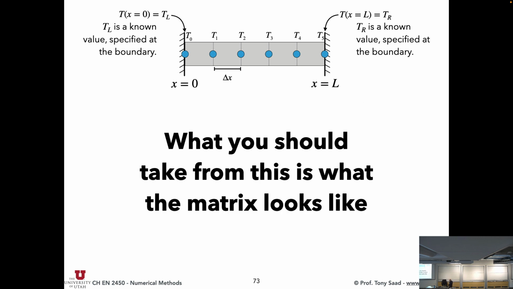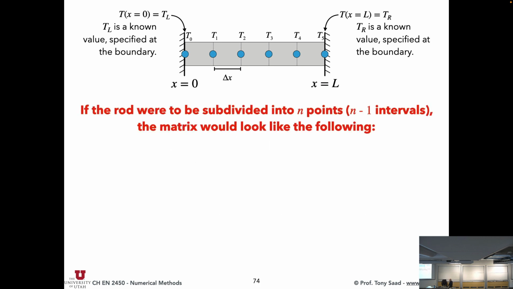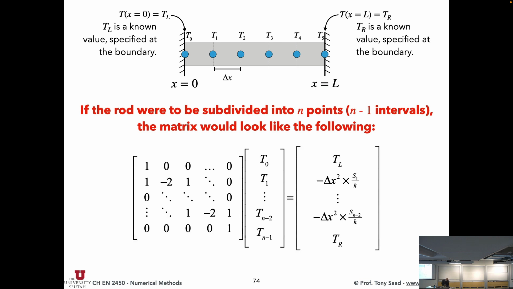Okay, so what you should take from this is what the matrix looks like. In general, if we were to subdivide into n points, it doesn't matter. It's going to repeat 1, minus 2, 1, then move along the diagonal, 1, minus 2, 1, and so on, all the way from the first point to the last point. So whatever number of points you put, that's what the matrix is always going to look like for this heat transfer problem. Okay?